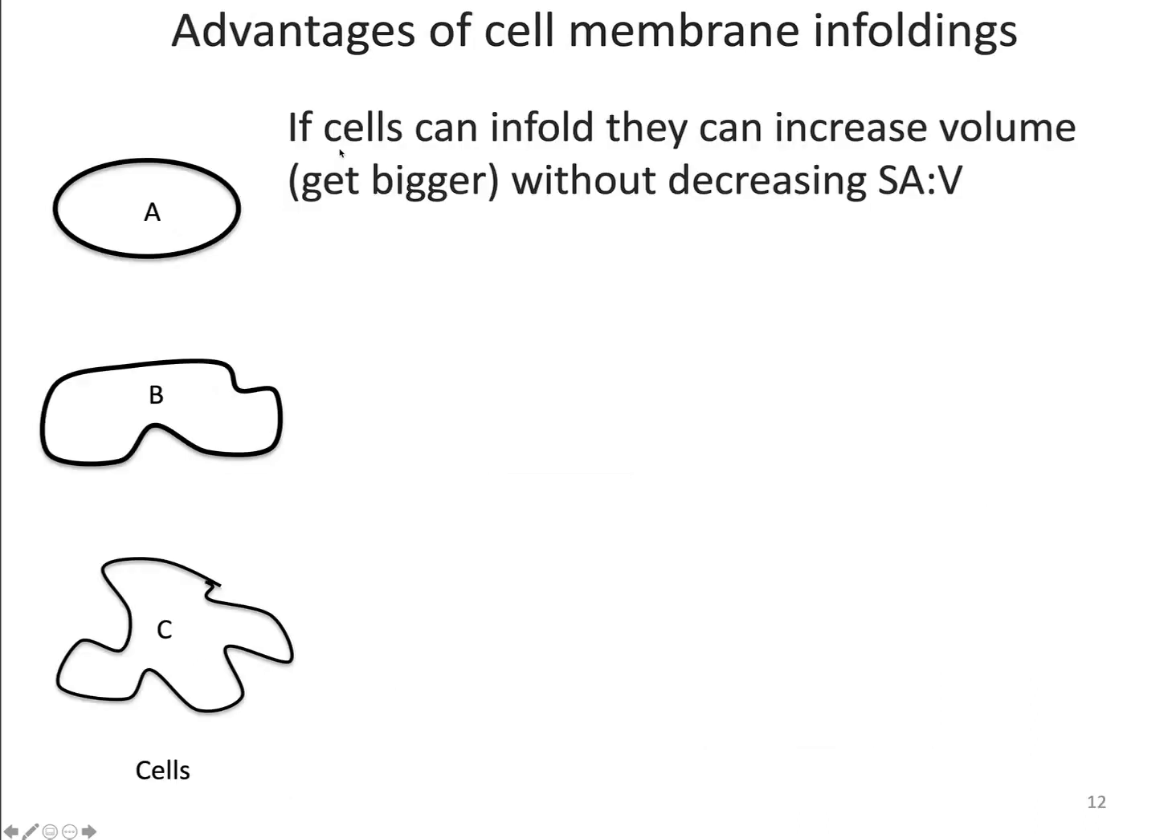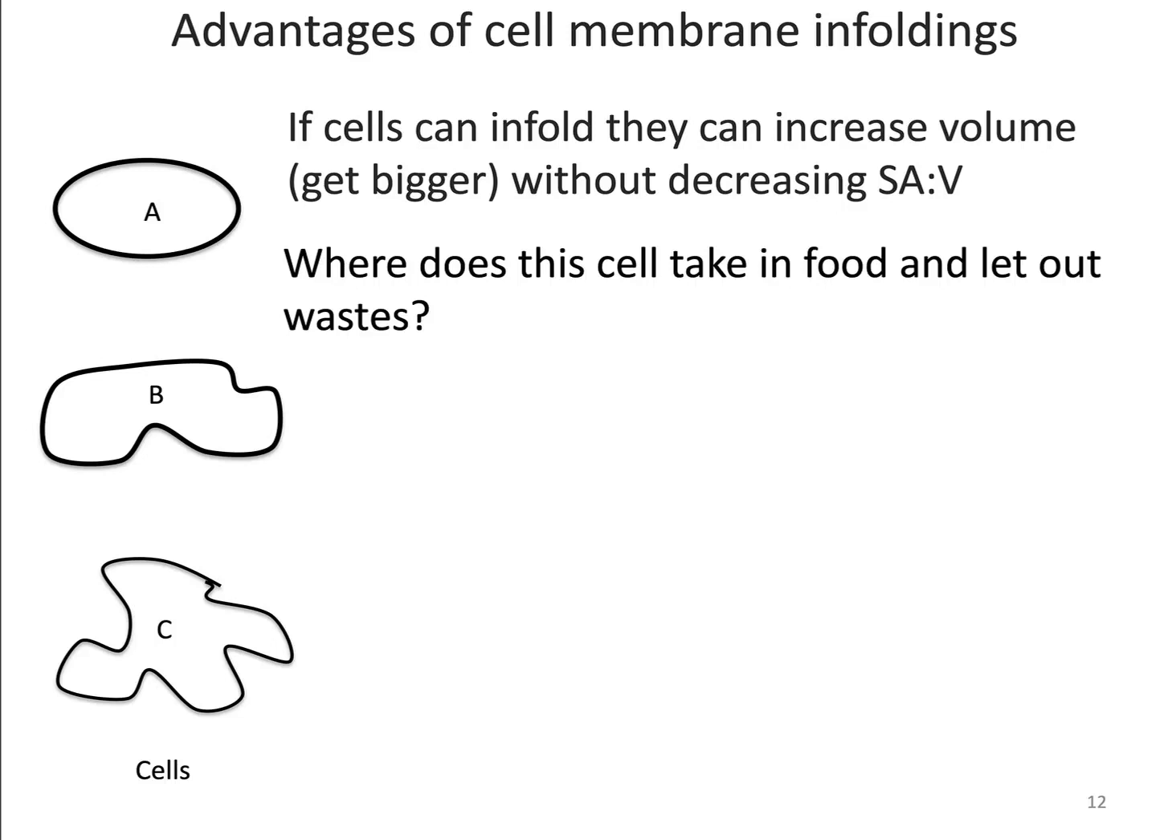Okay, so if cells can infold, they can increase volume without decreasing surface area to volume ratios. So they can get more and more volume, but they can also have more and more surface area relative to volume, so they can get bigger without decreasing their surface area to volume ratio. And so the idea here is these infoldings allowed eukaryotic cells to get bigger and also make space for all those organelles and potentially a nucleus and things like that.